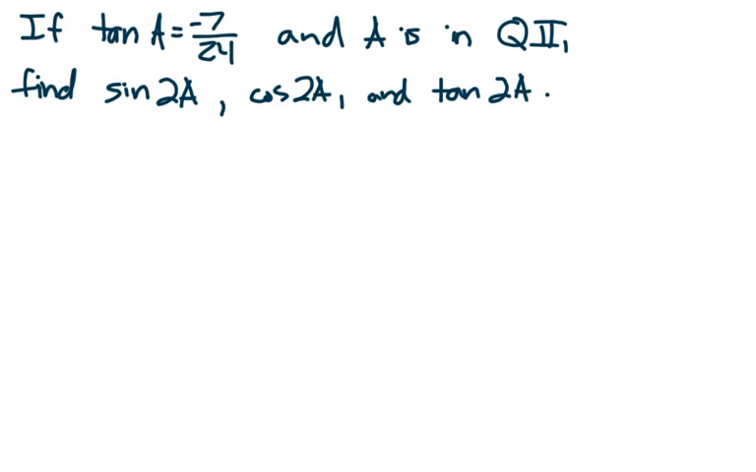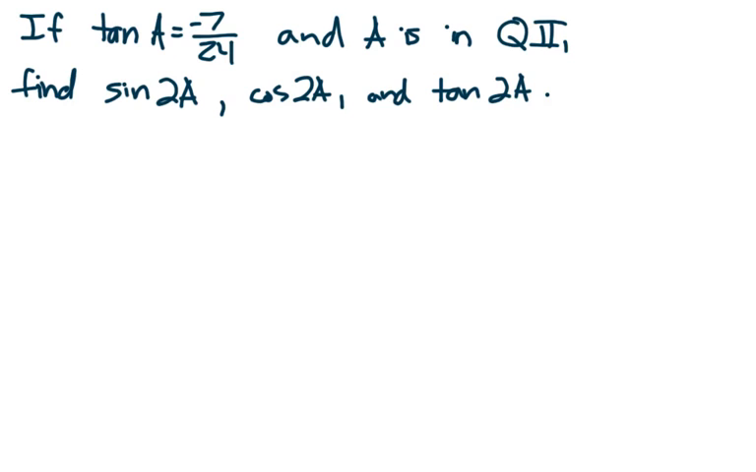Because sine of 2A needs sine of A and cosine of A. I didn't give you either of those. Given sine, it's easy to find cosine. Given cosine, it's easy to find sine using Pythagorean identities, right? But given tangent, it's not as easy to find sine or cosine. That's why this one's a little bit harder. But there is a Pythagorean identity that will help.